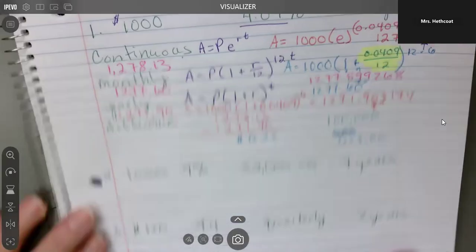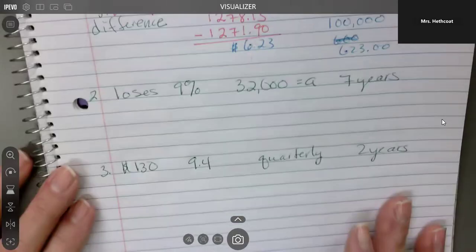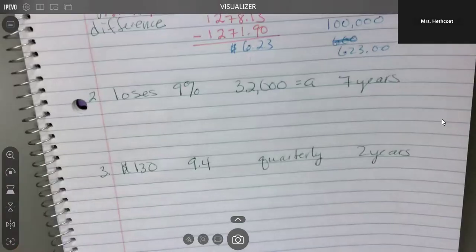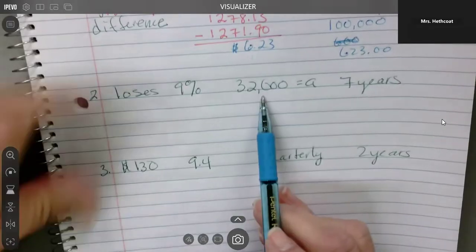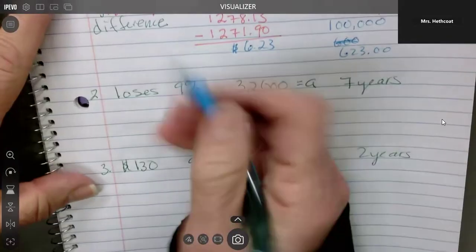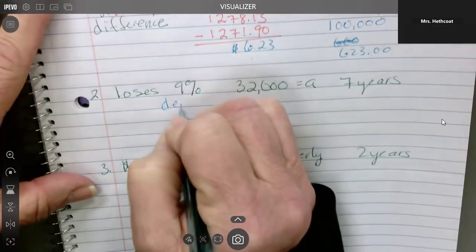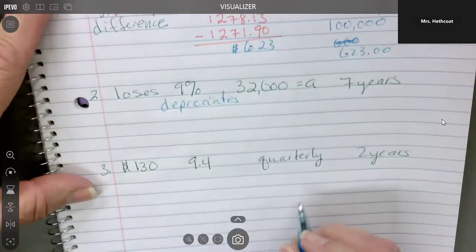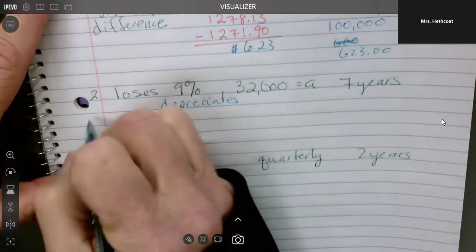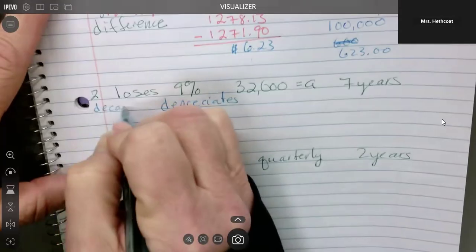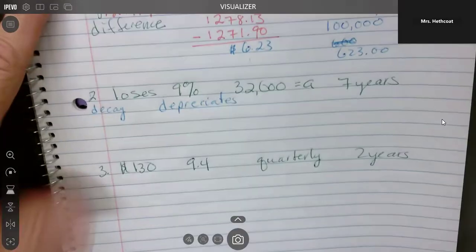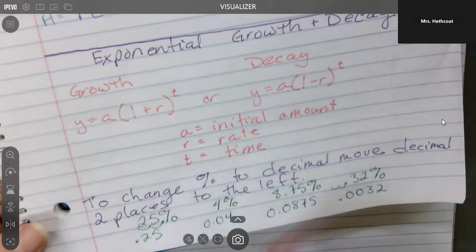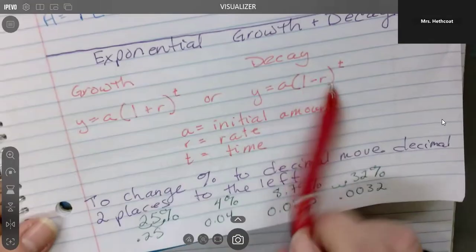All right. Number two said that you bought a car for $32,000 and that it depreciates at a rate of 9%. So that word depreciates tells me that this is going to be a decay problem. All right. So I kind of just go over to my notes that we took for formulas, right? And I see a decay. I'm going to use that formula and plug in my numbers.